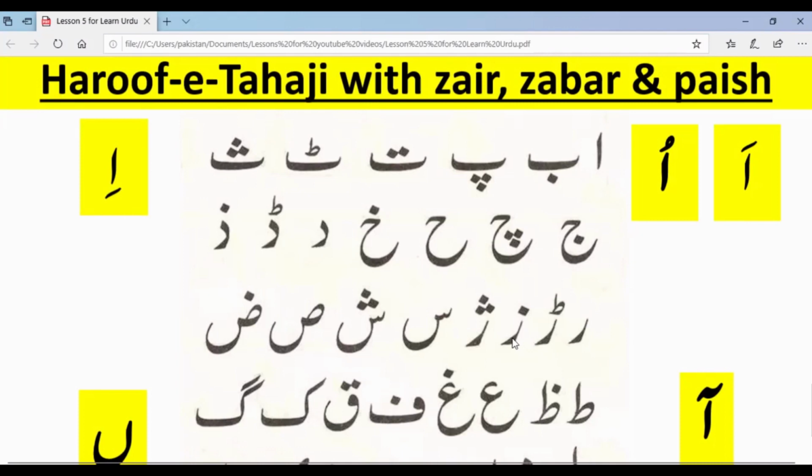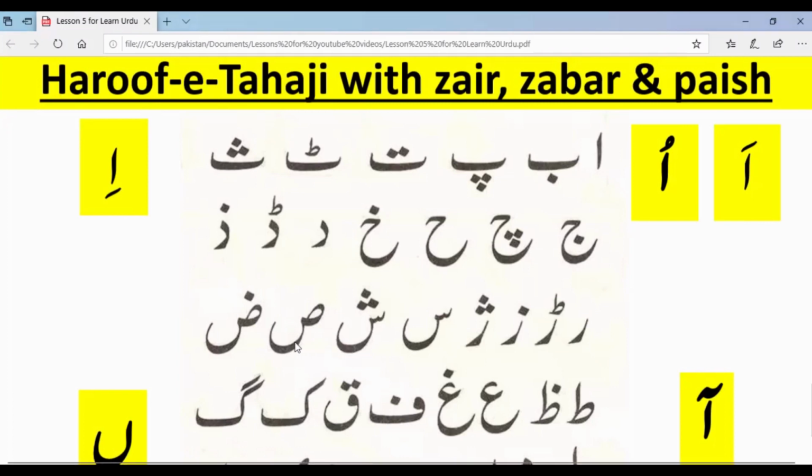Ze zabar za, ze pesh zu, ze zer zi, za, zu, zi. Zhe zabar zha, zhe pesh zhu, zhe zer zhi, zha, zhu, zhi. Sin zabar sa, sin pesh su, sin zer si, sa, su, si. Shin zabar sha, shin pesh shu, shin zer shi, sha, shu, shi.